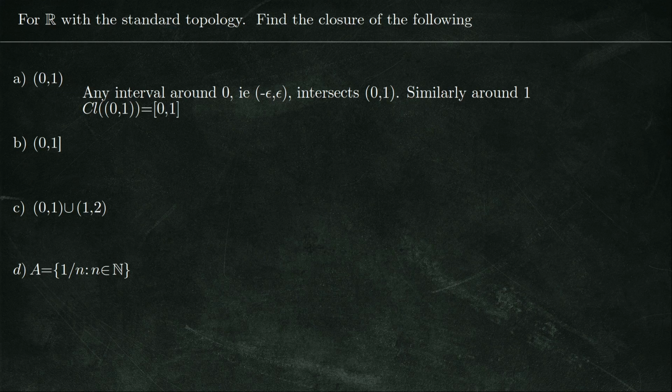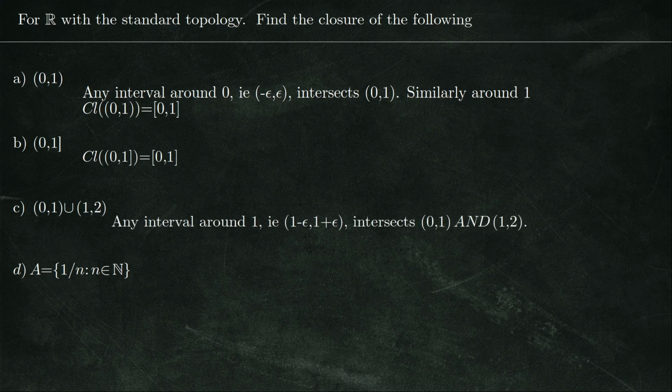Okay, so for B, the closure is just, again, the closed interval [0, 1]. Then for C, again, any interval around 1 is going to intersect [0, 1) and (1, 2]. So actually the closure is the closed interval going from 0 to 2. Even though 1 in the middle is missed out of the original union, any open set around it does intersect both of them, and so it is in the closure.